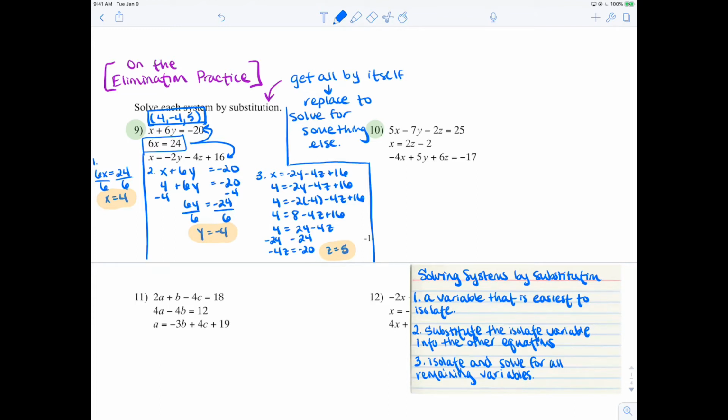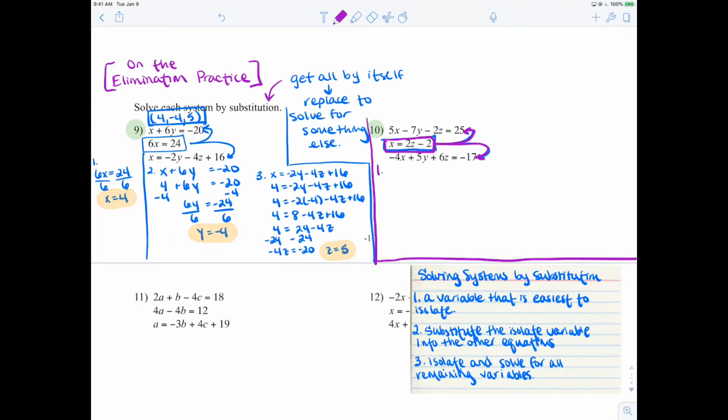So I see here that the easiest one to get all by itself is the one that's all by itself already. The one that's all by itself already is the x. And I'm going to take this and I'll substitute it into both equations. Let's do this in a different color. So this is number 10. We'll do number 10 in purple. And this is all the space I have.